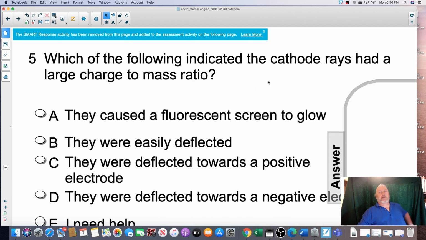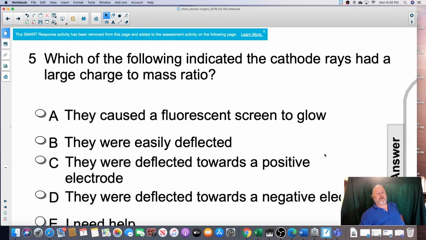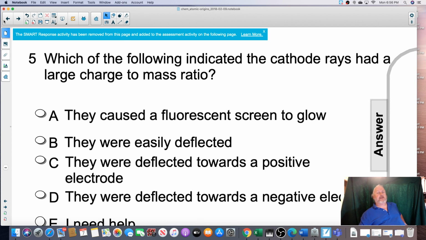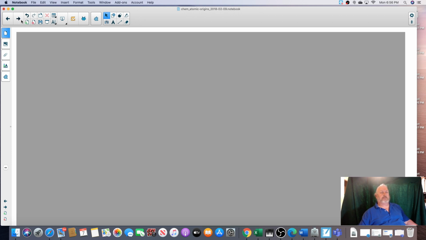Which of the following indicated that the cathode rays had a large charge to mass ratio? They caused a fluorescent screen to glow. They were easily deflected. They were deflected toward a positive electrode. They were deflected toward a negative electrode. Oh man, I need some help. Well, how about that they were easily deflected? They were easily deflected, so it either had a small mass or a large charge. But there was a large charge to mass ratio.